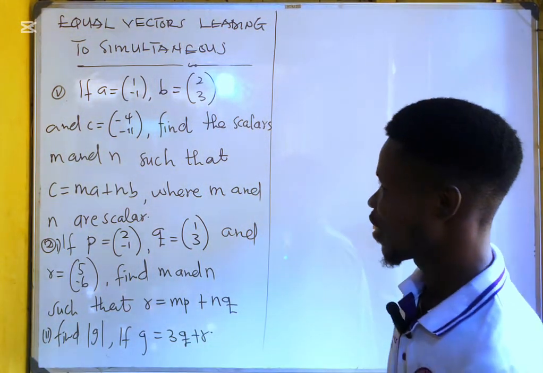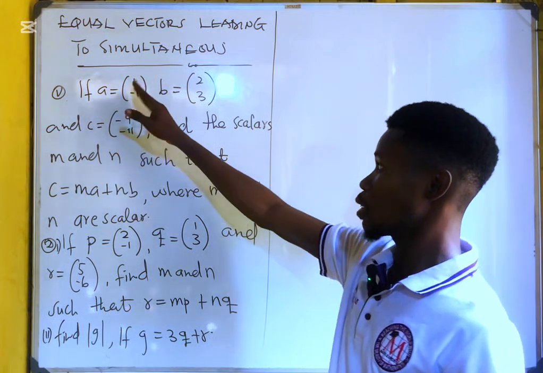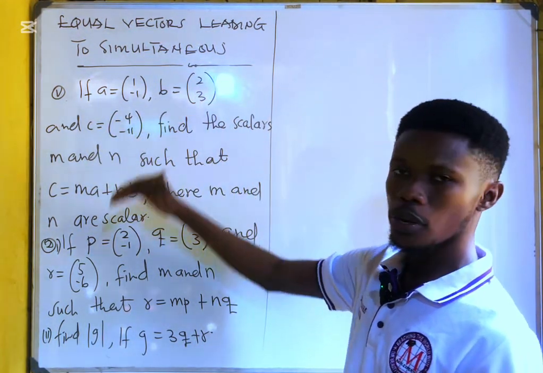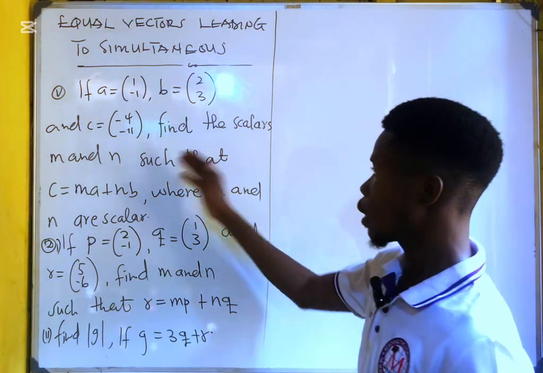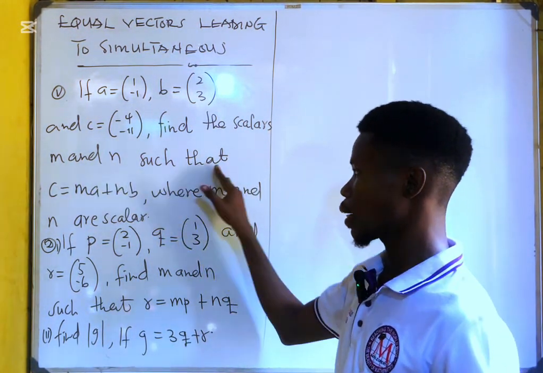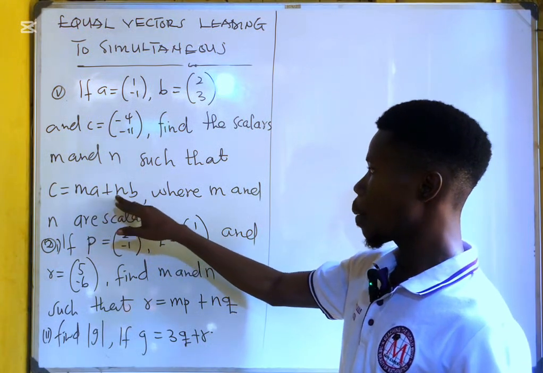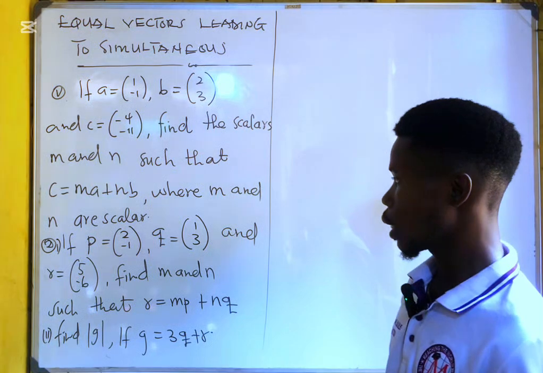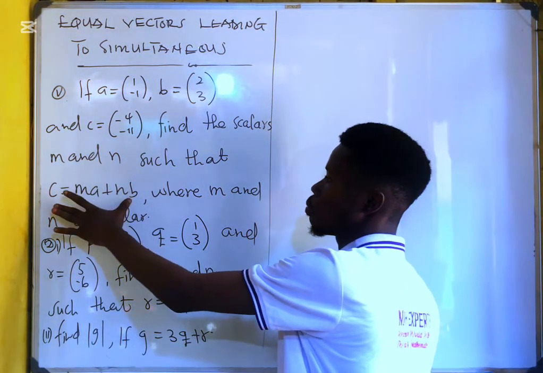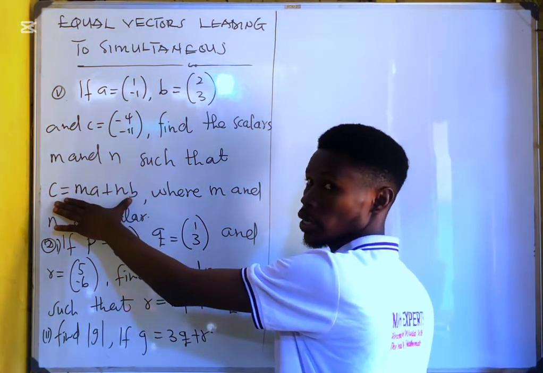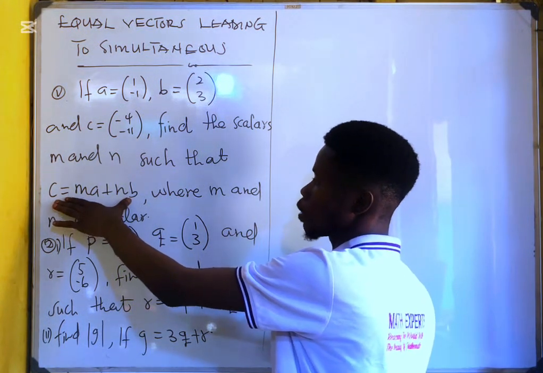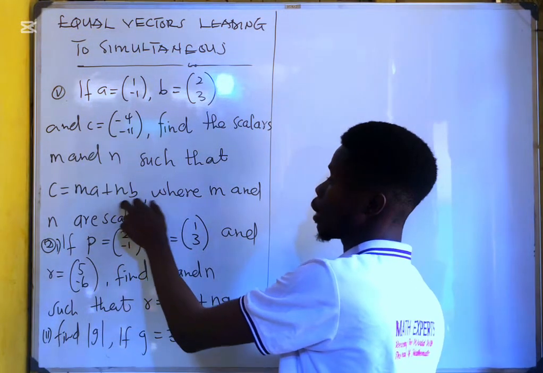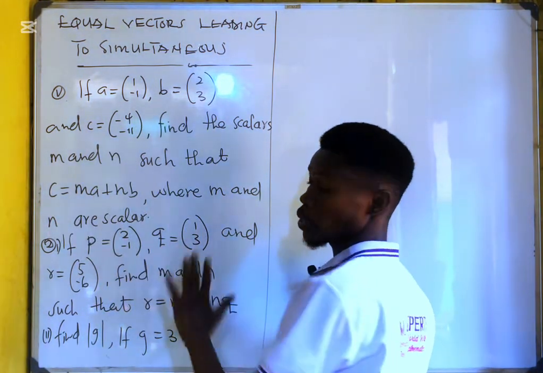Okay, so let's look at the first example. If vector a equals (1, -1), b equals (2, 3), and c equals (-4, -11), find the scalars m and n such that c equals ma plus nb, where m and n are scalars. So they are giving us a relation here, an equation where c is equal to ma plus nb. The m and the n are what you are going to look for. The a and b have been given to us. C has also been given. Okay, so let's see.